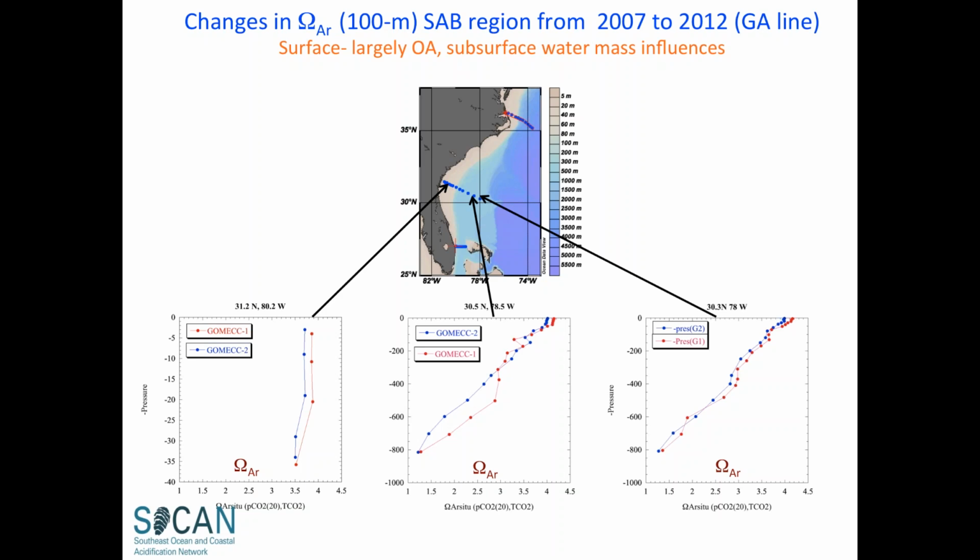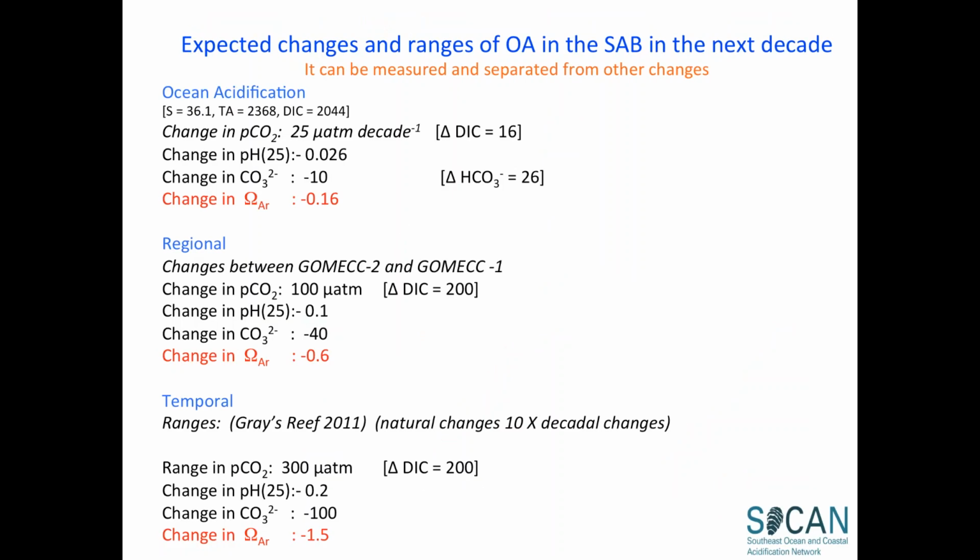So we are close to wrapping it up. We expect changes in saturation state in the next 10 years of about 0.2. If we can measure this, I think it's a very important take-home message, but we have to look at these changes in the context of large-scale regional and temporal changes, which can confound 3 decades or 5 decades worth of changes due to anthropogenic CO2 input.